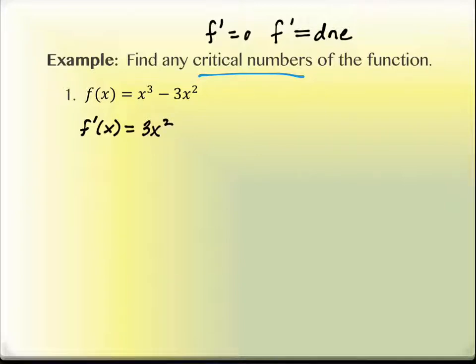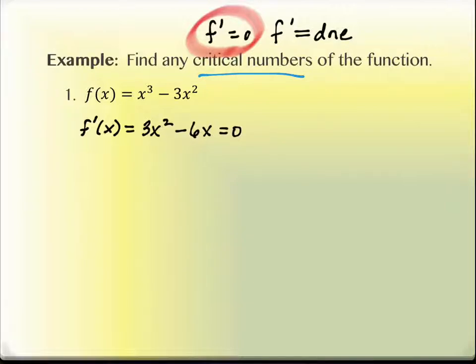3x squared. And then the derivative of the negative 3x squared? Wonderful. That's the derivative. This is a polynomial. Polynomials are smooth and continuous everywhere. They don't have any places where the derivatives don't exist. None of that happens. So the only piece on this one that I'm looking for is where the derivative is equal to 0, because the derivative is going to always exist. So I'm going to set this equal to 0.